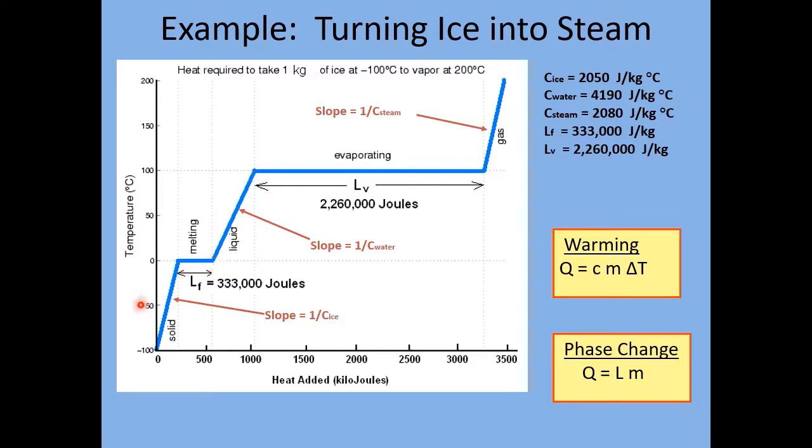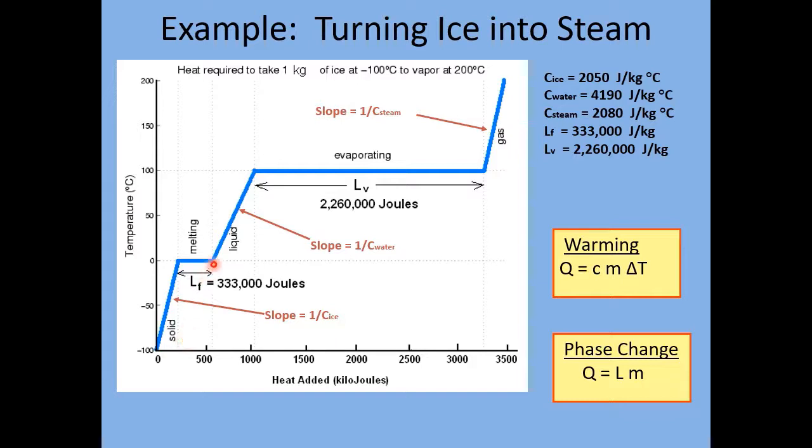The other thing, we notice that this sloped line down here represents the solid phase. This sloped line here represents the liquid phase, and this sloped line up here represents the gas phase. And these temperatures that separate those phases, well, this 100 degrees here is the boiling point, and this temperature here, 0 degrees, is the freezing point. One other comment here, the slopes of these lines basically are the inverse or the reciprocal of the specific heat.